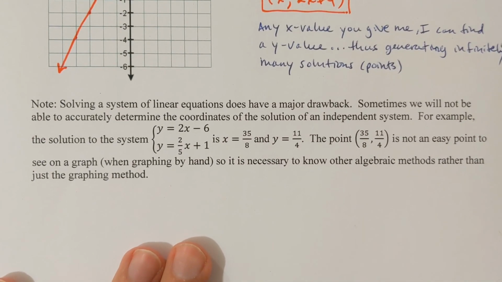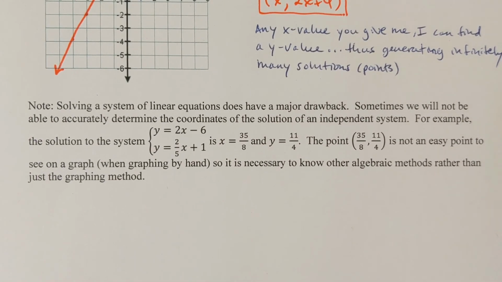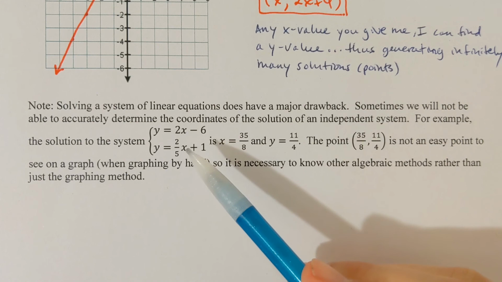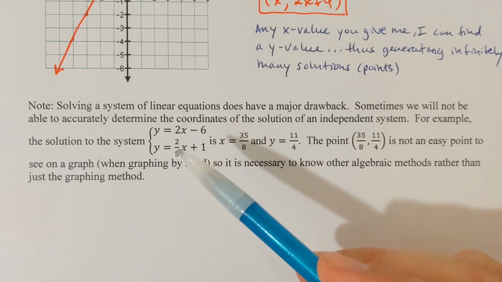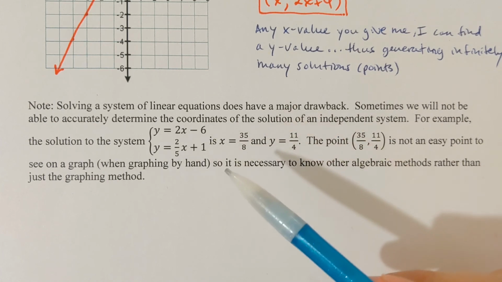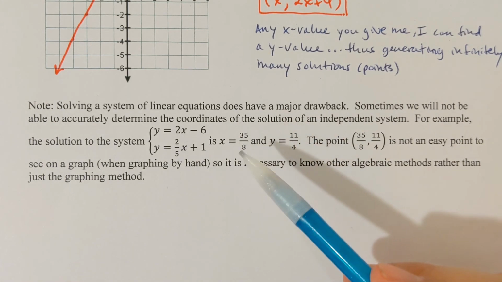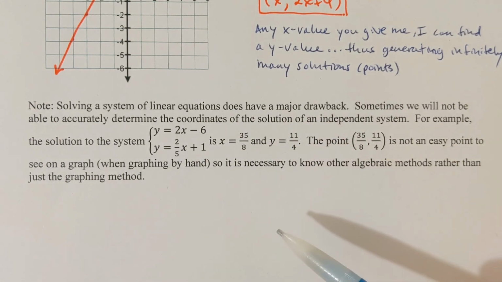Okay, now there's a note, which is kind of important here below that problem. It says solving a system of linear equations does have a major drawback. Sometimes we will not be able to accurately determine the coordinates of the solution of an independent system. For example, if we have this system of equations here, if I were to solve this, I'm not going to do that, but the solution would actually be x equal 35/8 and y equal 11/4.